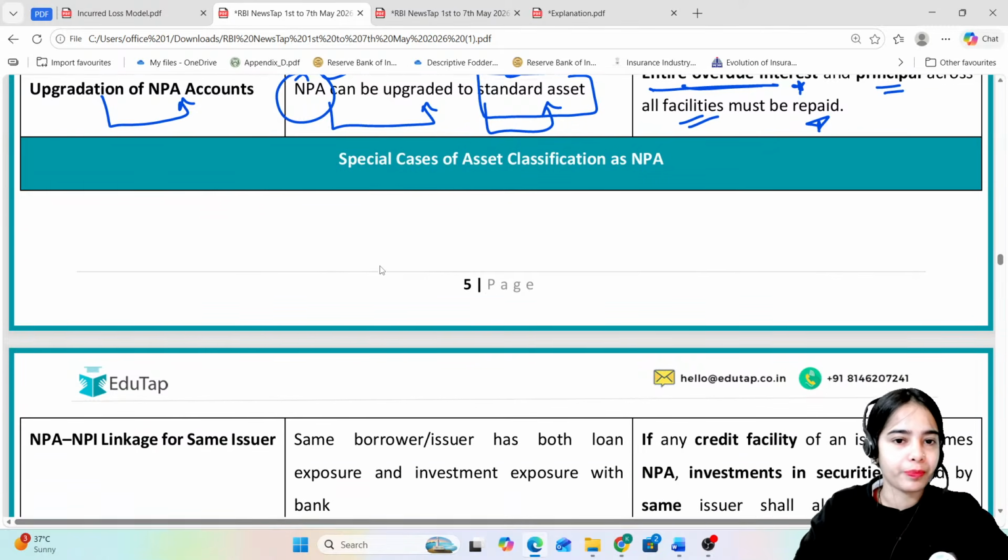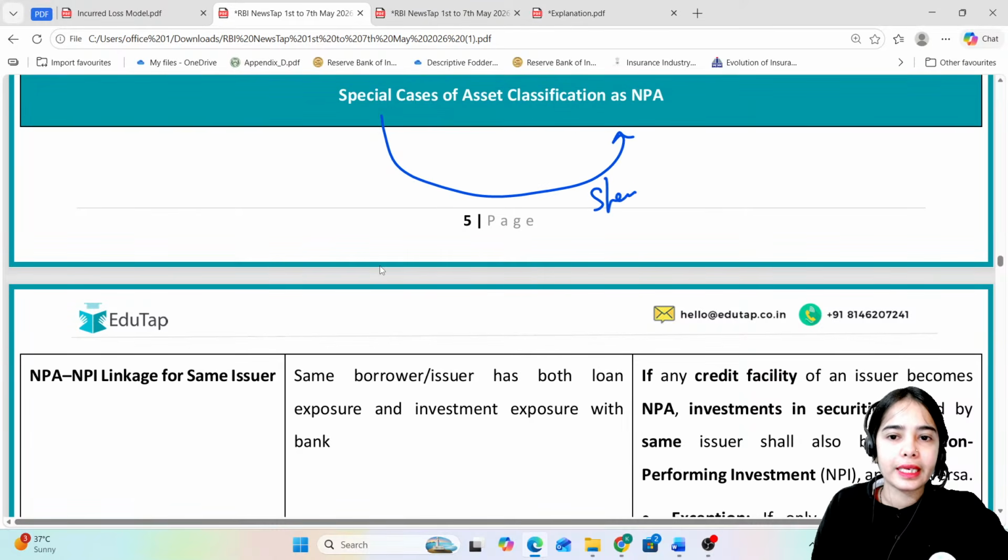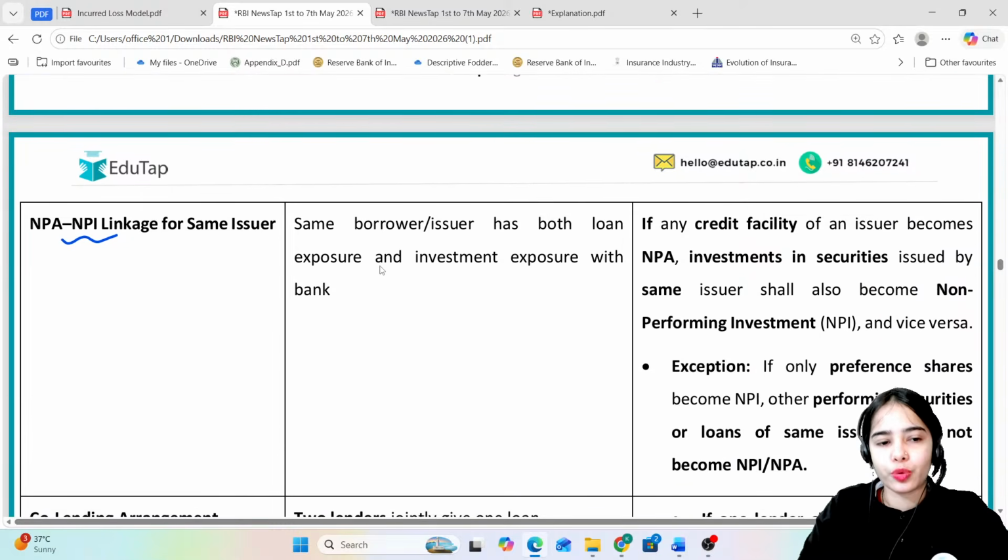Now, special cases of asset classification as NPA. There are some special cases that we have to discuss. NPA NPI linkage for the same issuer. What happens?